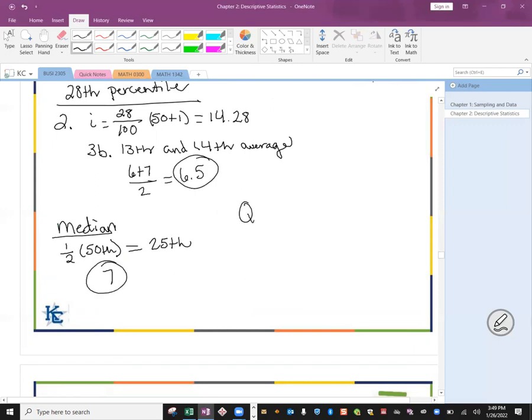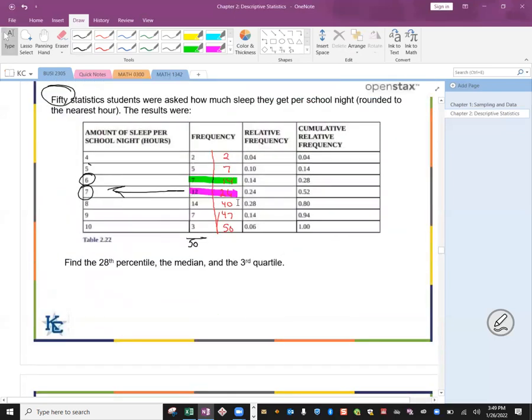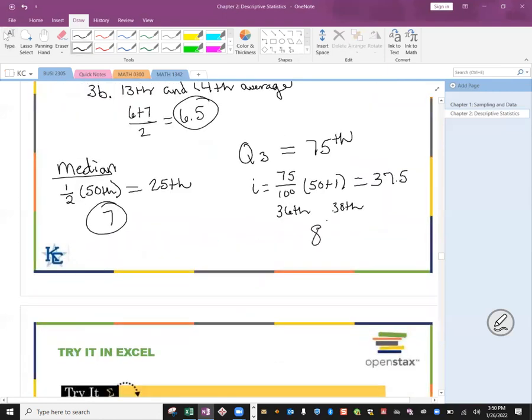And then if we want our Q3, we know that Q3 is the same as the 75th percentile, right? So if we did i equals 75 over 100 times 50 plus 1, we would get close to 37.5. I did that in my head, so that might not be exactly right. It might be a little more or a little less, but then we would use the same rule. We would look at the 36th position and the 38th position. So 36th and 38th are both less than 40, but greater than 26. So that would put us at 8. So 8 would be our Q3.